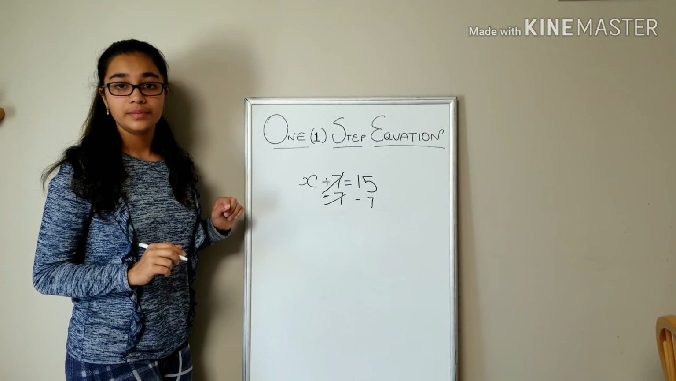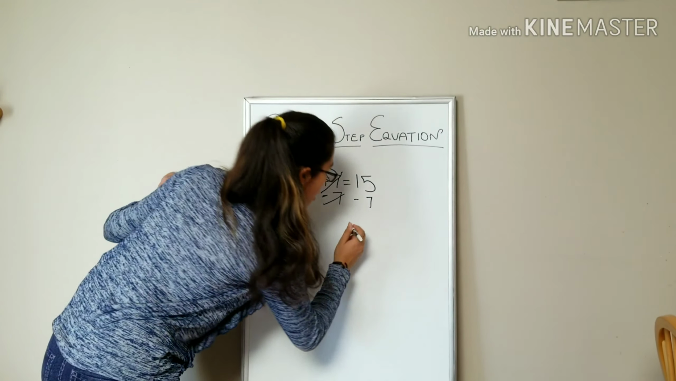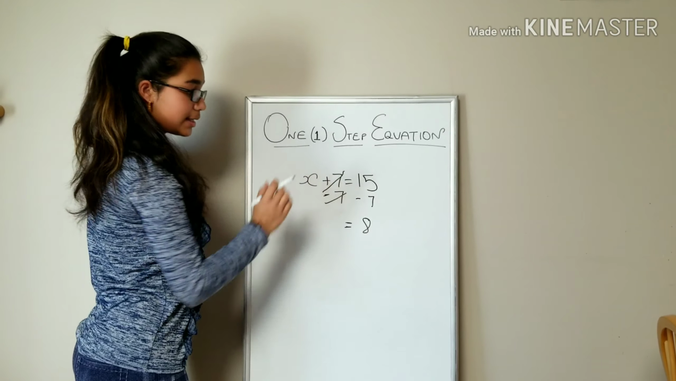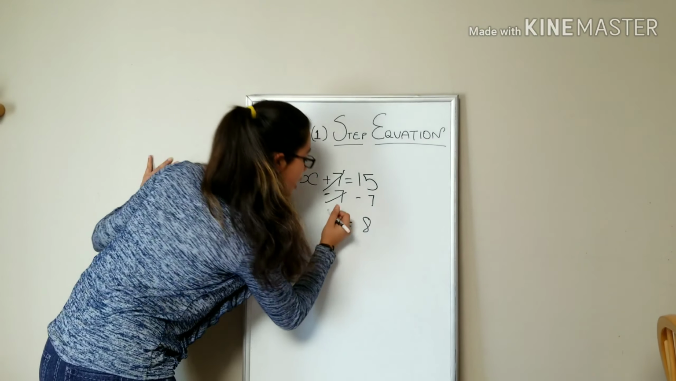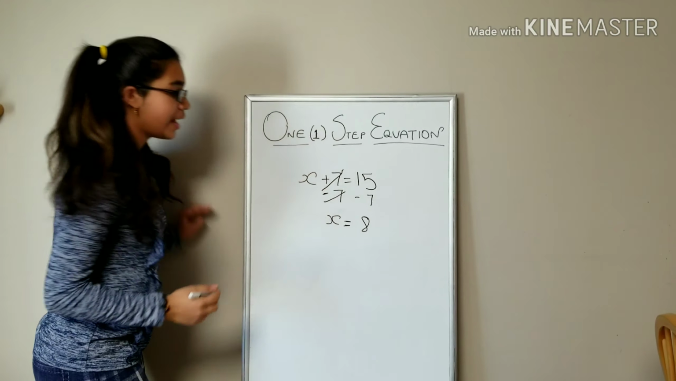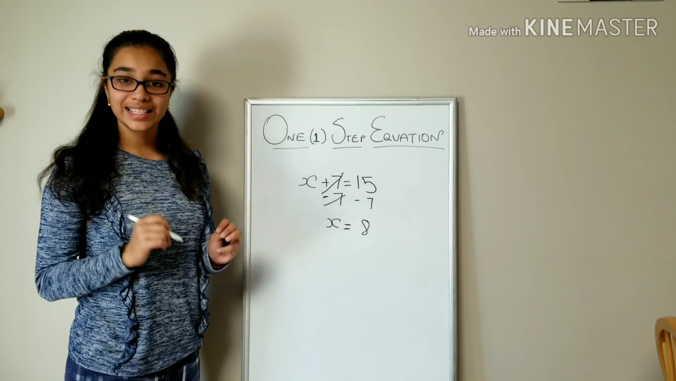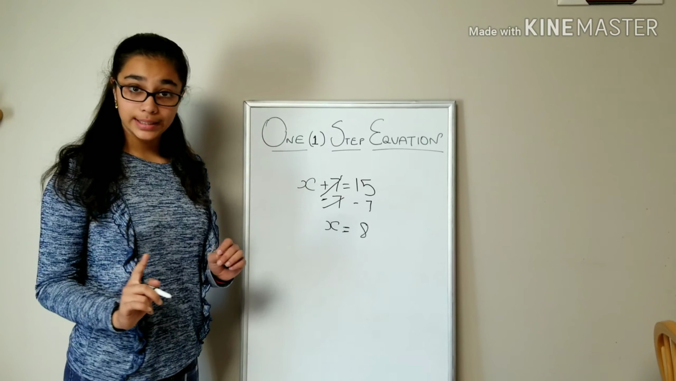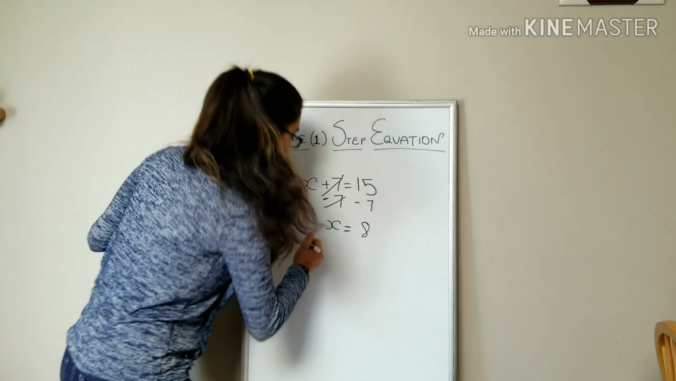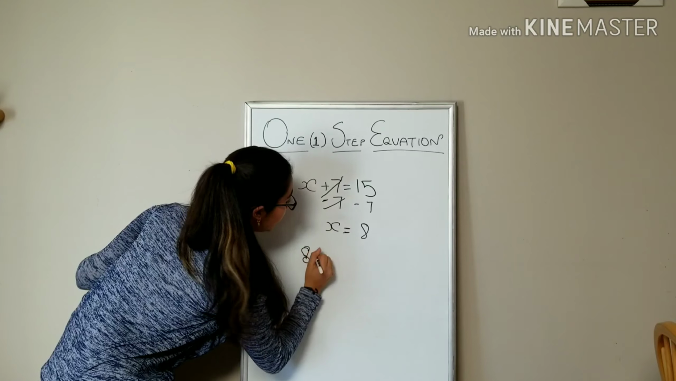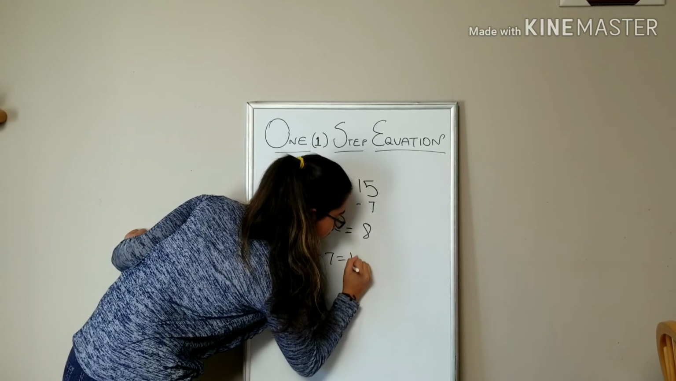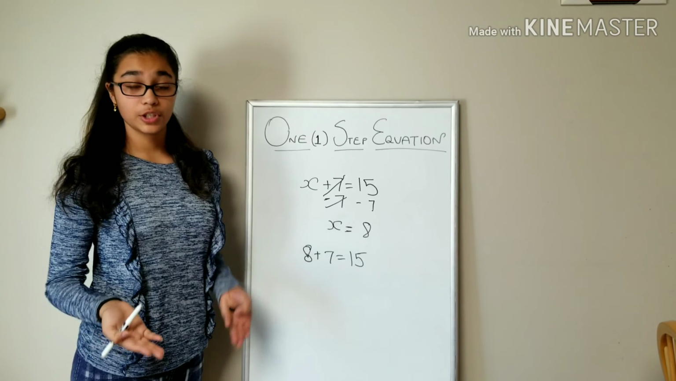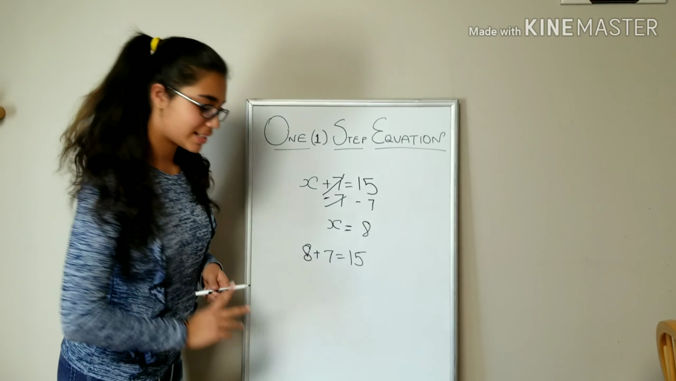15 minus 7 gives us 8. So we have 8 over here. We know that this operation gives us 0. That means x is isolated, and we know our answer here is x equals 8. Now to double check that, let's substitute 8 into where we had x. 8 plus 7 equals 15. 8 plus 7 is 15, so we know that our answer is correct.